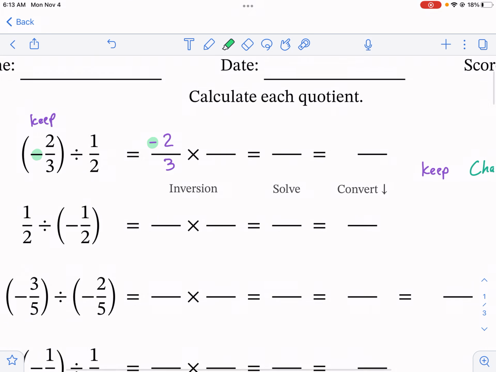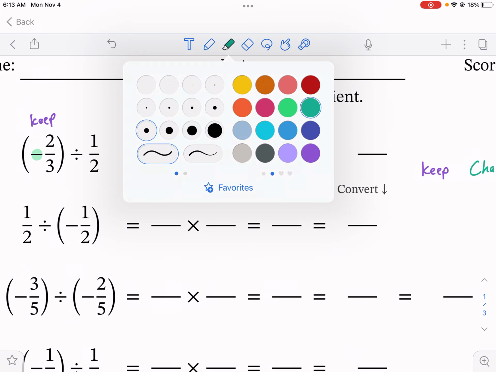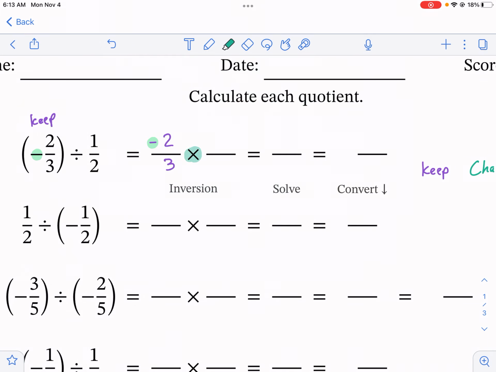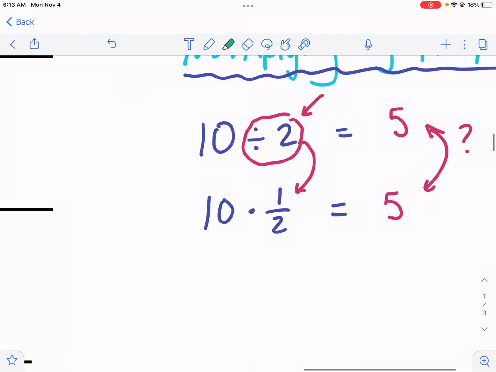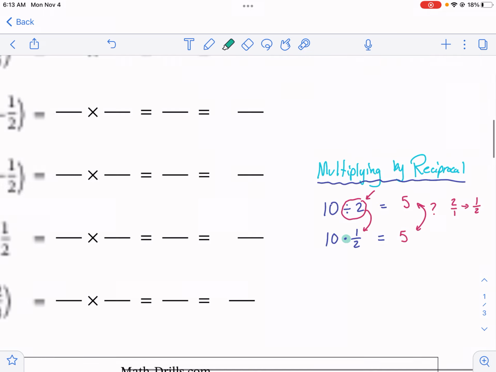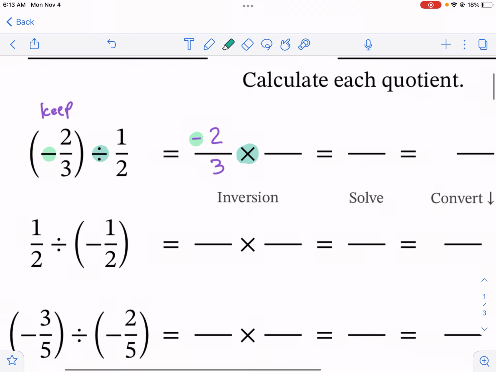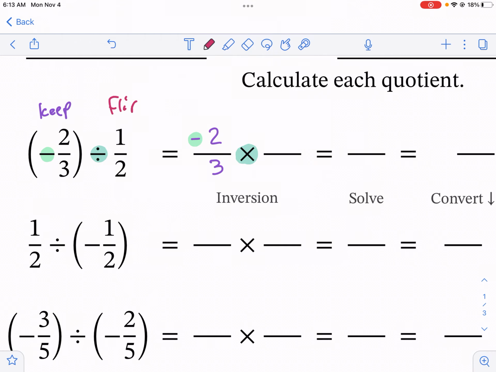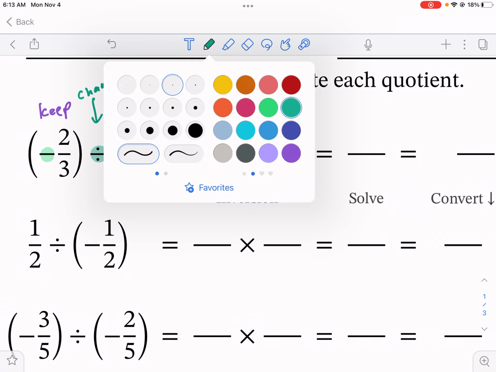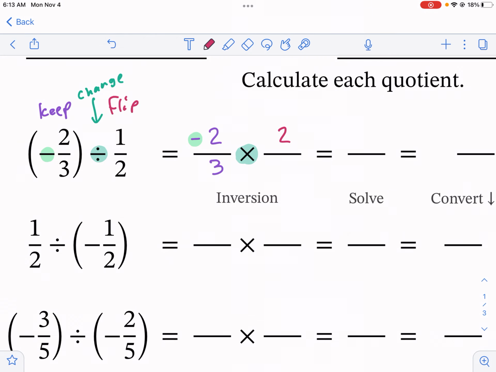Change. This is done for you, but you can see that when we change, essentially what we're doing is we're changing the division to multiplication, kind of like what I did down here. Instead of dividing by 2, we multiplied by, and now let's do the flip part. The flip is flip the second fraction. Oops, I forgot to write change. Flip the second fraction to be the reciprocal of that number. So instead of 1/2, we're going to change it to 2 over 1. I just changed the numerator with the denominator and the denominator with the numerator.